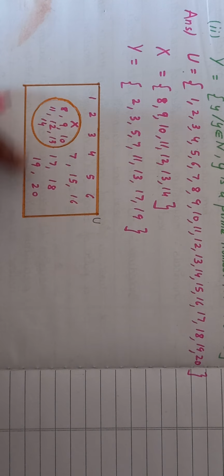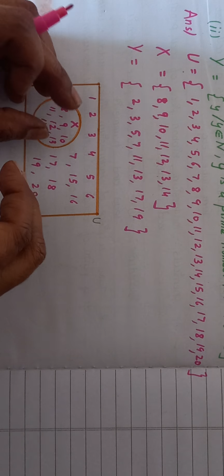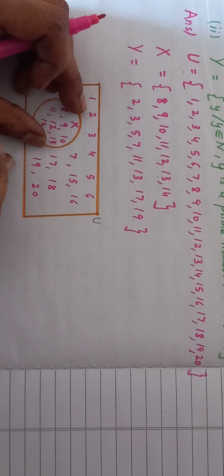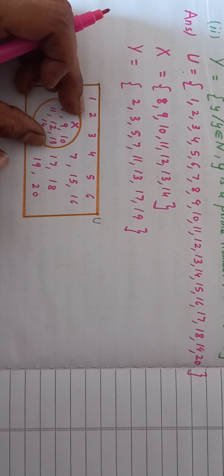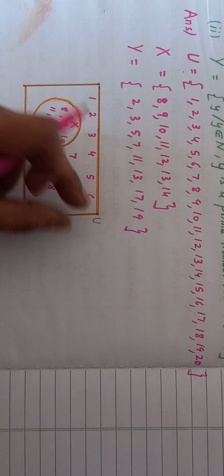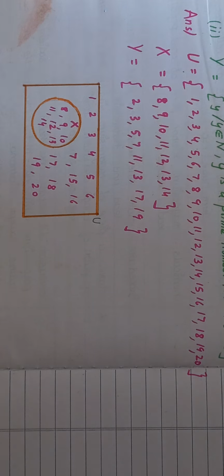Universal set means all the elements, and these are also included. But for set X, only 8, 9, 10, 11, 12, 13, and 14. So X is a subset of the universal set U. This way you have to do it. If you want, you can shade it also. Different colors can also be given.